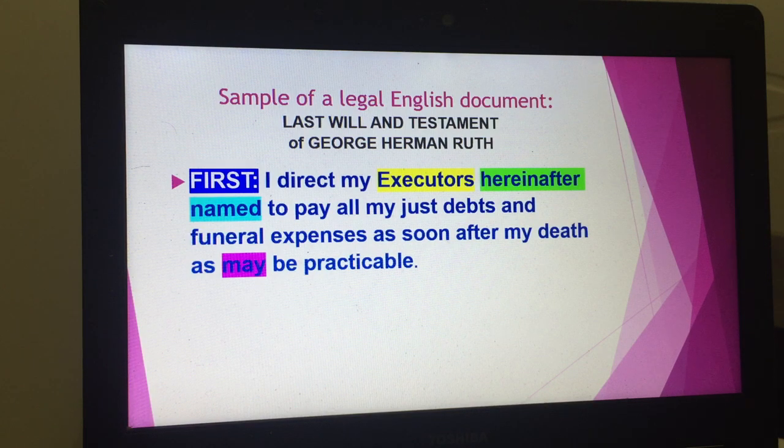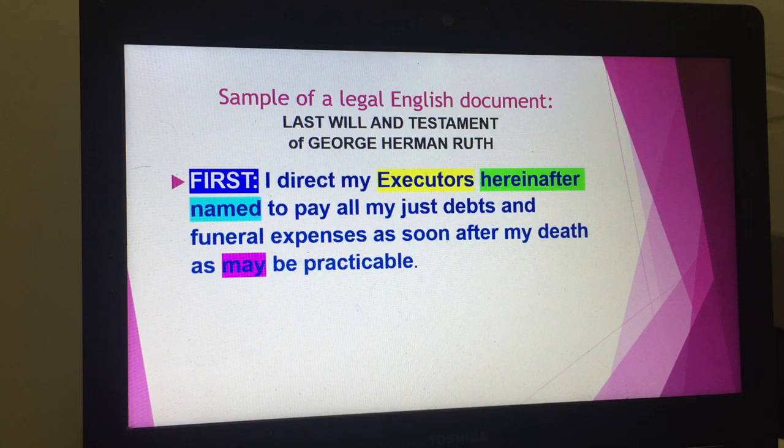"Hereinafter," according to what is in this document. "Here," as I said, means this document, this will and testament. "Herein" means in this document. From now afterward and after, "hereinafter." In other words, from this moment and after, it will be named. They will be named, these executors. "Named." You see, the adjective "named" comes after the word "executors."